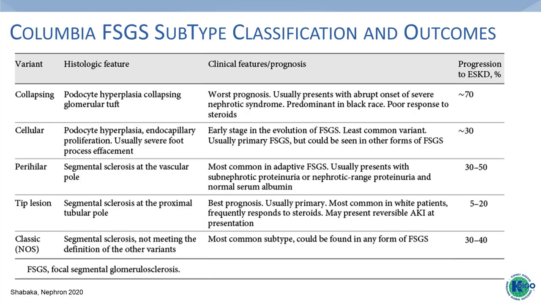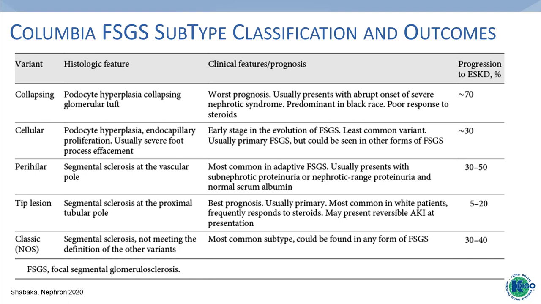So again, one of the purposes for trying to better define these lesions is to see if we can correlate outcomes. And indeed, there are a few phenotypes that do seem to correlate with particular outcomes. If we consider collapsing FSGS, the prognosis for this variant is typically the worst out of the bunch. It's a poor response to steroids.